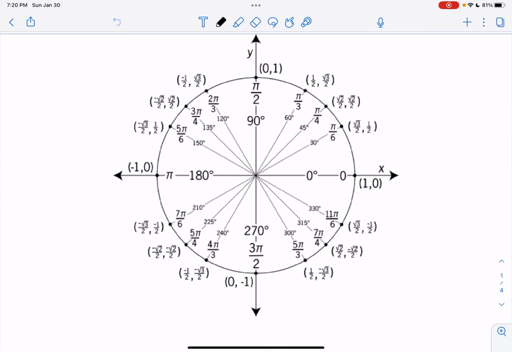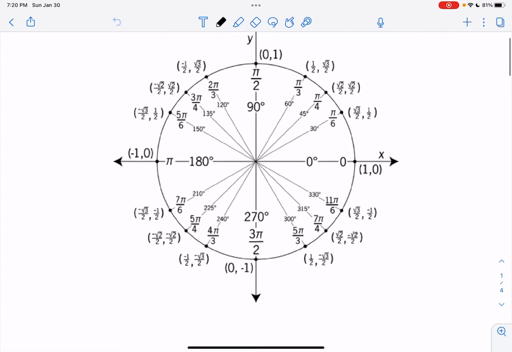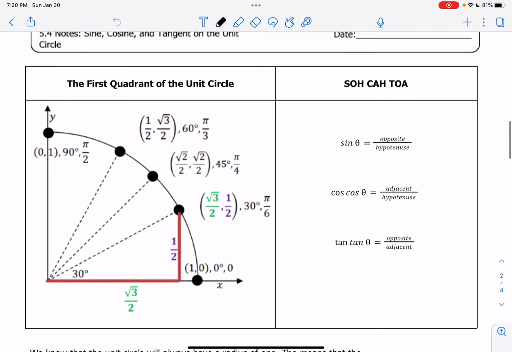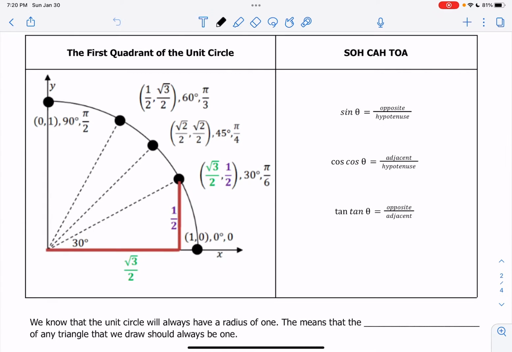Okay, so we're going to be learning how to use the unit circle to determine sine, cosine, and tangent values. So we've talked about that cosine is the x value, sine is the y value, but we're going to go into detail with that now in the 5.4 notes. We really want to take our time and understand this.